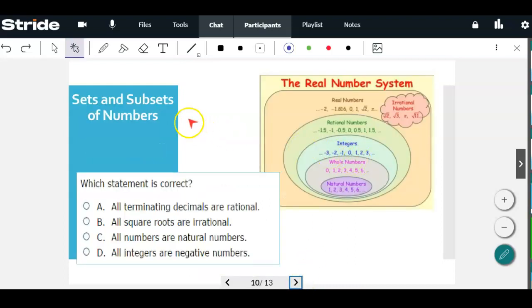Okay, so sets and subsets of numbers, which statement is true. All terminating decimals are rational. That is true. All square roots are irrational. That is not true because you have perfect squares that are definitely not irrational. All numbers are natural numbers. No. All integers are negative. No. So that's A.